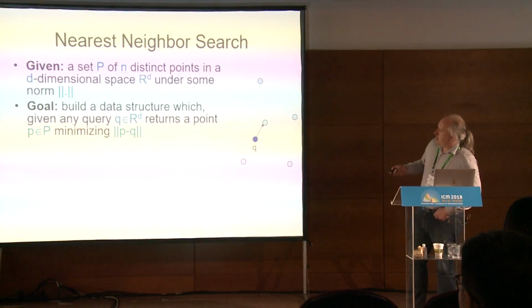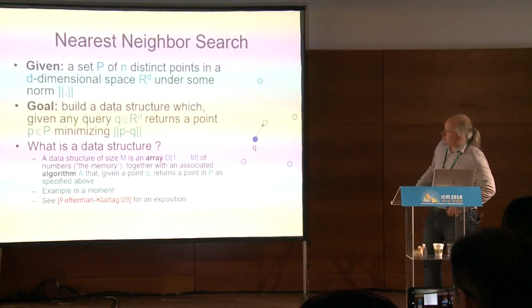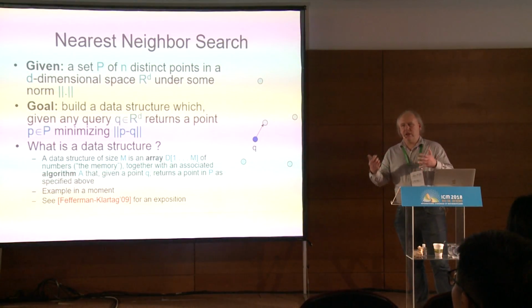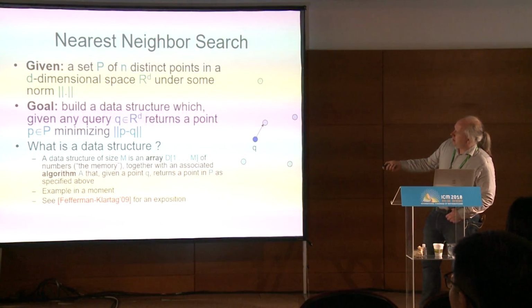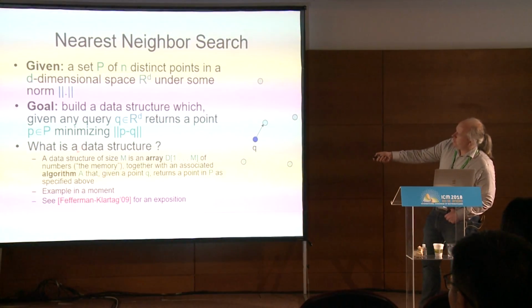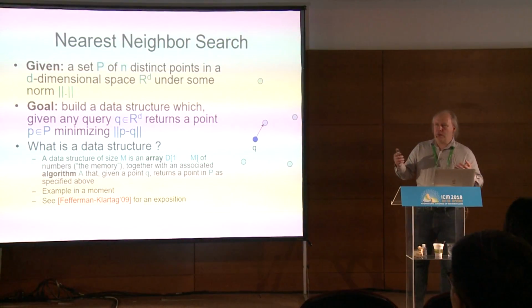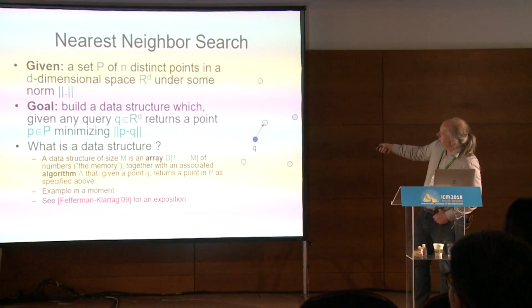Now, what is a data structure? I will not define it formally. I will give an example in a moment, but on a high level, a data structure is simply an array of numbers. You can think about the numbers being real or integers, it doesn't really matter much, together with an associated algorithm such that this algorithm, given query point Q, quickly finds the nearest neighbor using the information which is stored here. This information can, of course, store the coordinates of the original points, but the hope is that as we add more information to this data structure, we'll be able to find the nearest neighbor much faster. So I'll give an example in a moment.